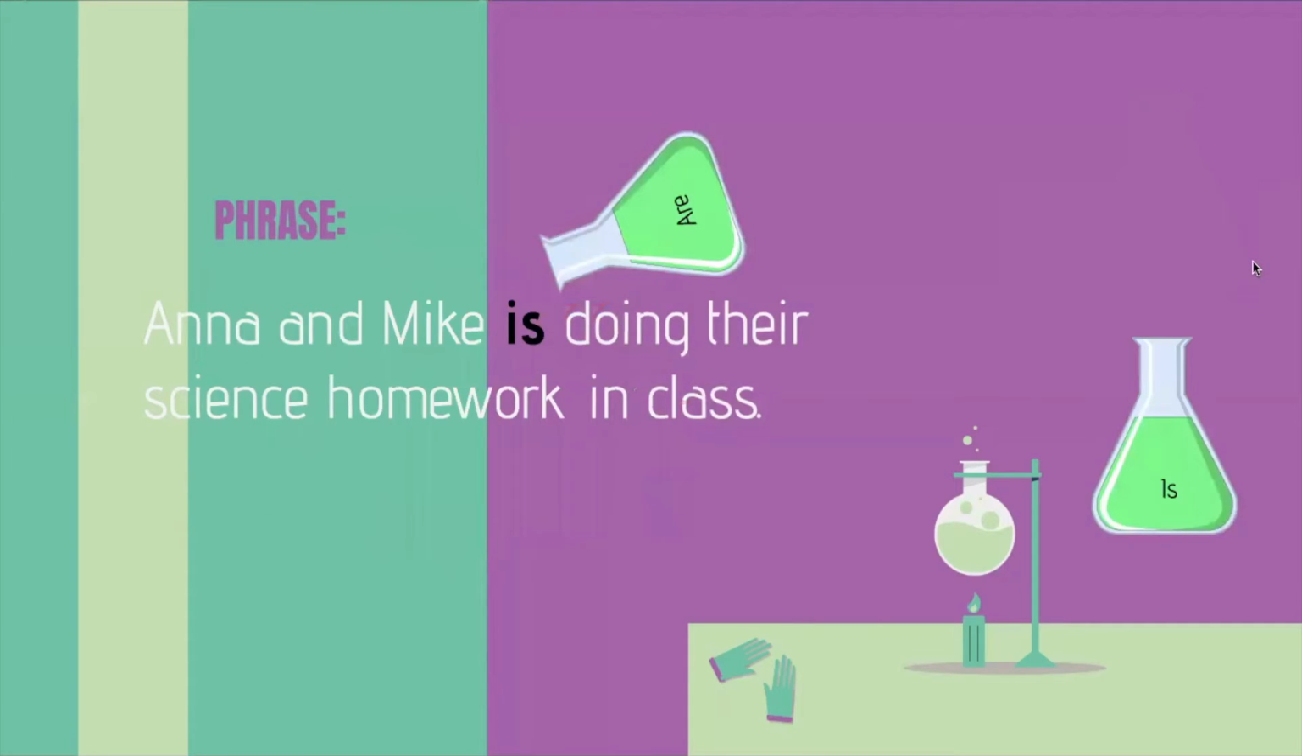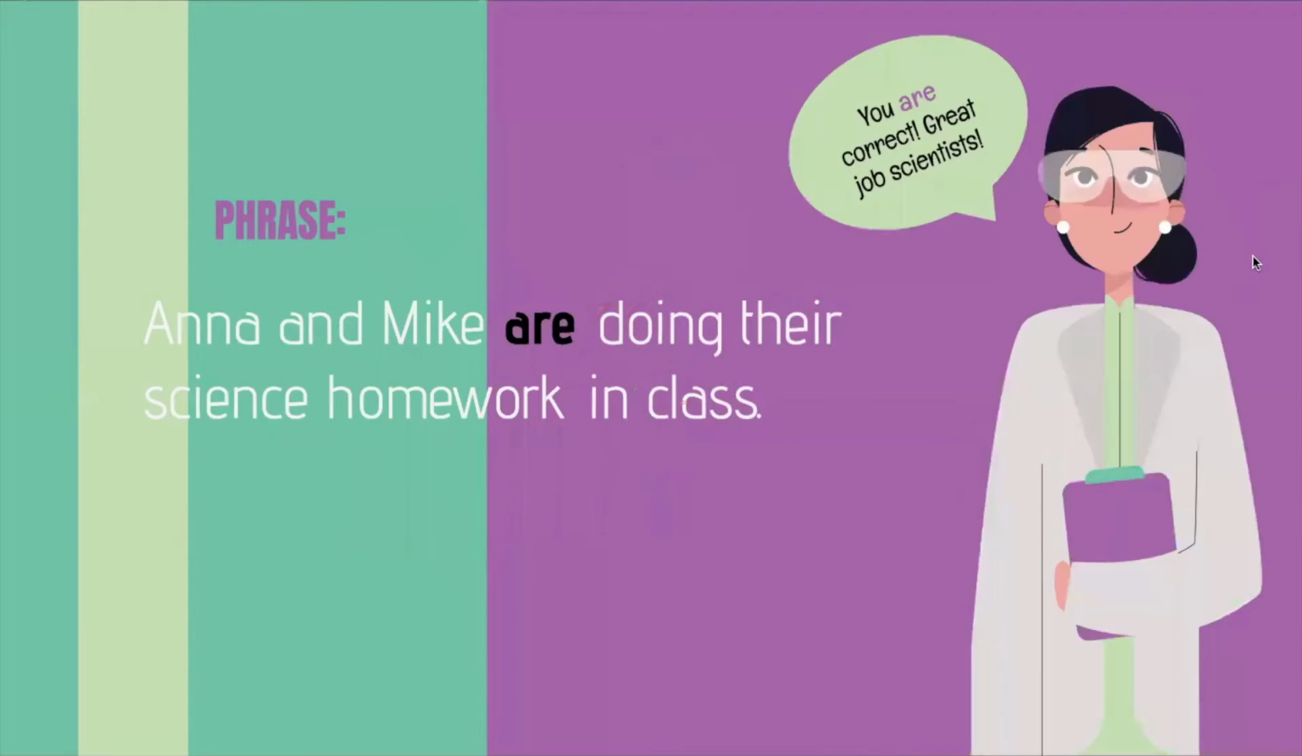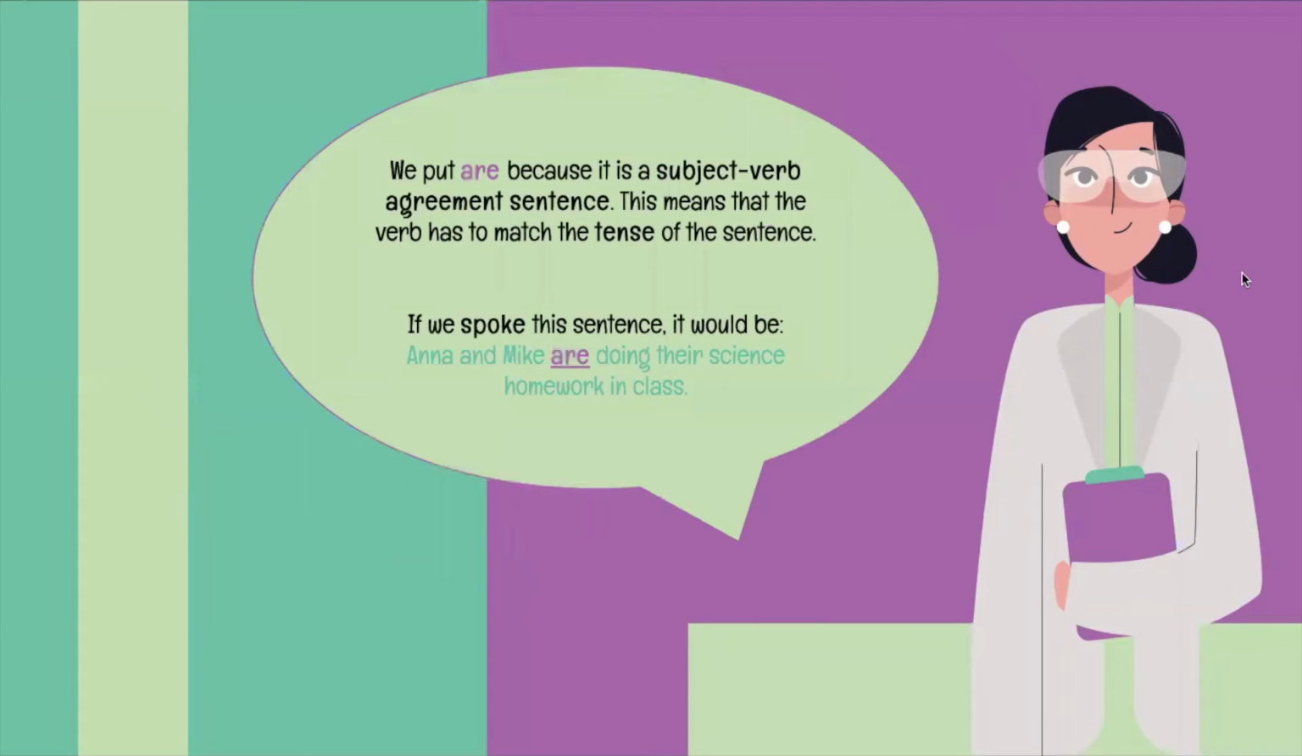Let's try the other beaker with the word are. Yes, it worked! You are correct. Great job, scientists. We put are because it is a subject-verb agreement sentence. This means that the verb has to match the tense of the sentence. If we spoke this sentence, it would be Anna and Mike are doing their science homework in class.